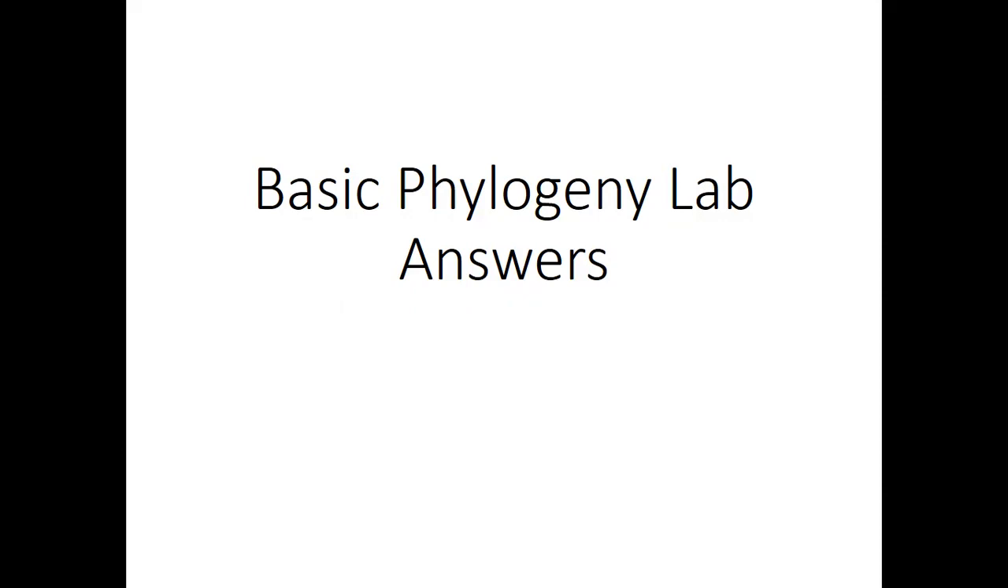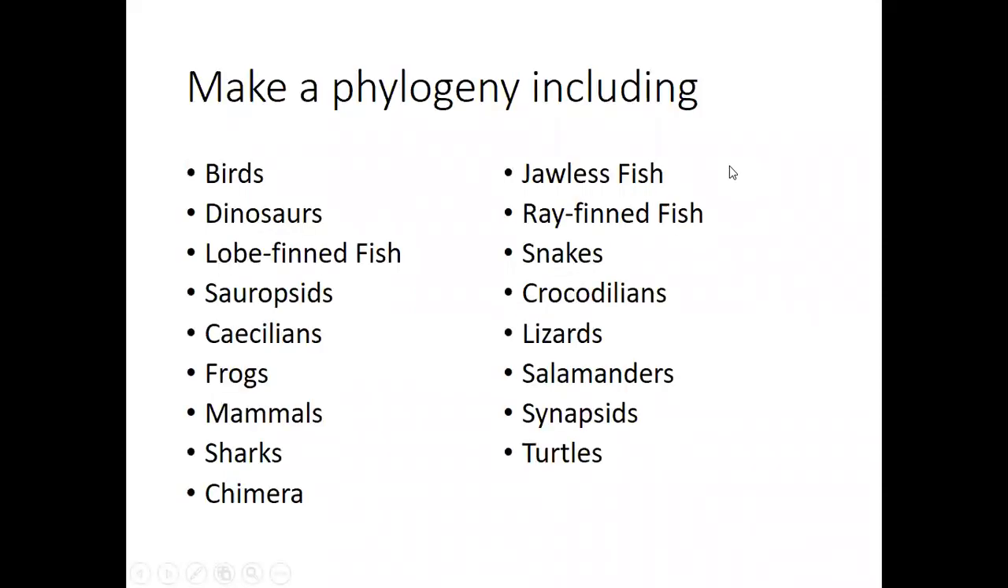But first, we're going to start with the answers to the basic phylogeny lab that you all did last week. So you had to make a phylogeny, including all of the groups that you see here on the screen. And many of you made good phylogenies, some of them pretty correct. But we're going to look at some details as to what you might want to consider as you make a phylogeny out of these groups.